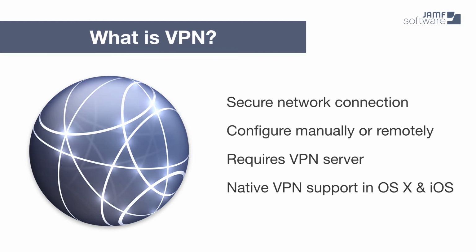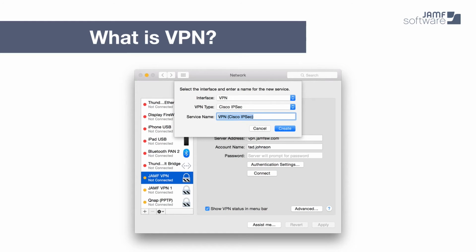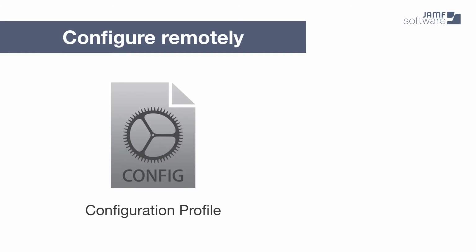Just as we saw with FileVault, you can either enable this manually by going into your system preferences in the network pane, or I can define a configuration profile so that I can configure VPN across all the devices in my organization. Let's take a look at what that looks like.